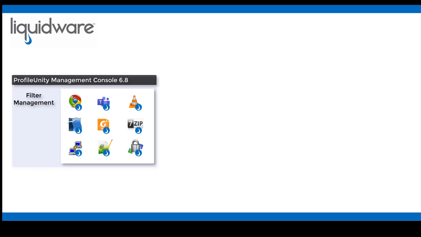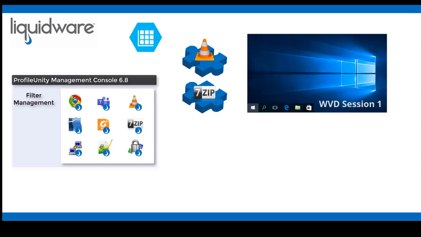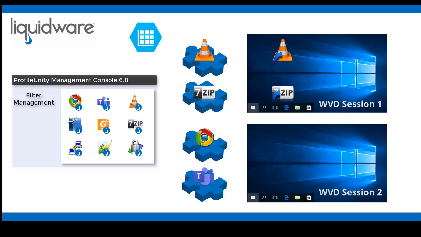For example, a Profile Unity configuration filter could be applied to users that access WVD Session 1, at which point they would have access to a specific set of applications. A different Profile Unity configuration filter could be applied to users that access WVD Session 2, at which point they would have access to a different set of applications entirely. Behind the scenes, FlexApp layers would have been attached to the single shared Windows 10 image. Through use of Profile Unity filters, the individual users gain access to the apps they need, not all applications.